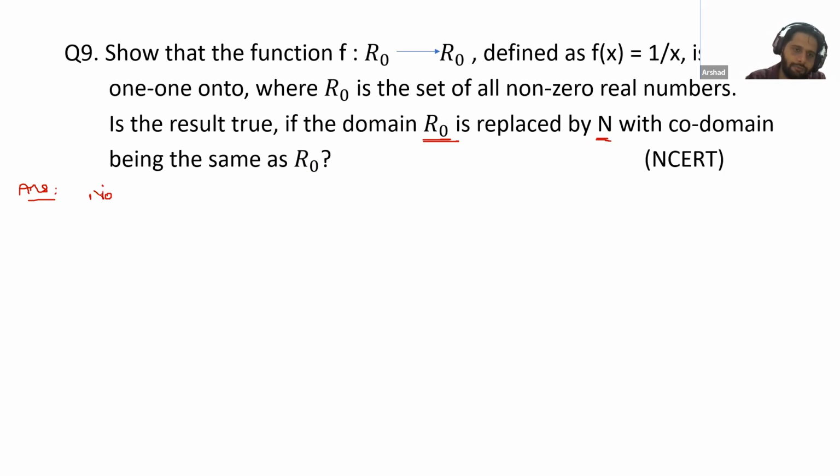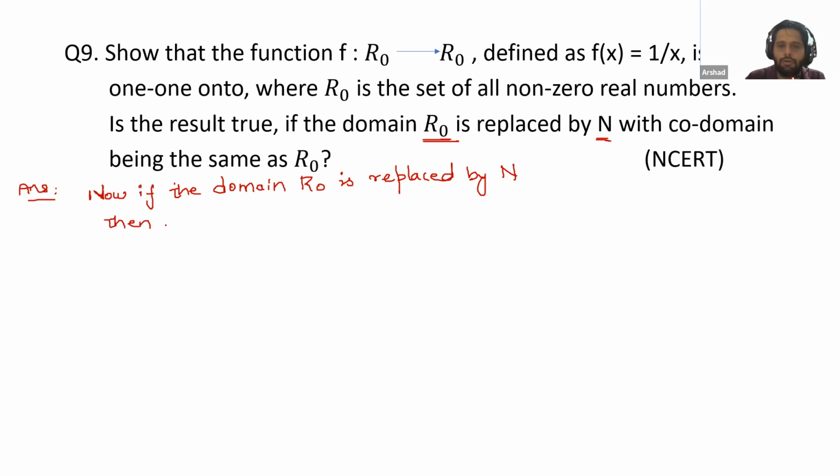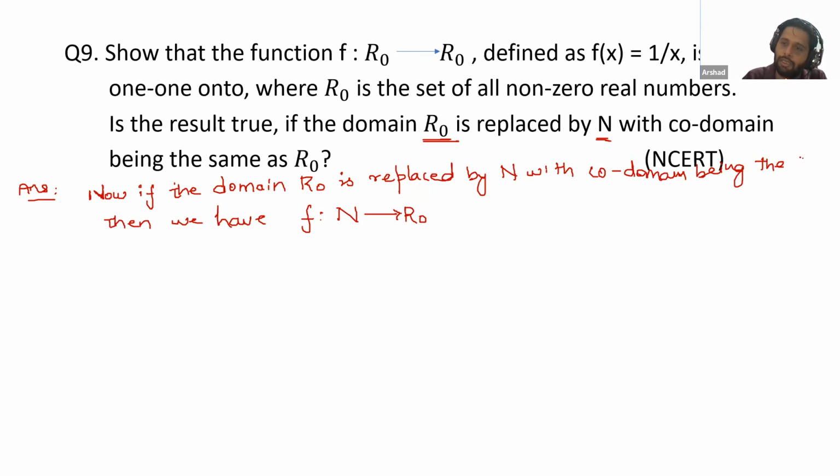Now, if the domain R0 is replaced by N, then what will the function become? N to R0 with codomain being the same. Okay, so we again need to analyze this. Please check here, if you change the set, then it might affect the function. The function is the same, f(x) is equal to 1 by x. They have changed the set. Then we have this one, N to R0.